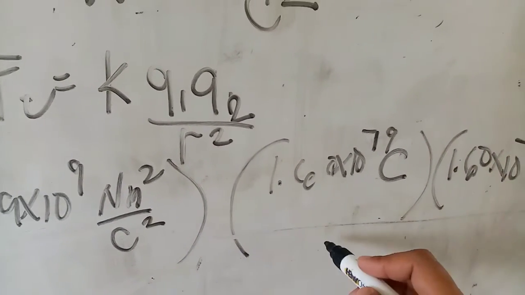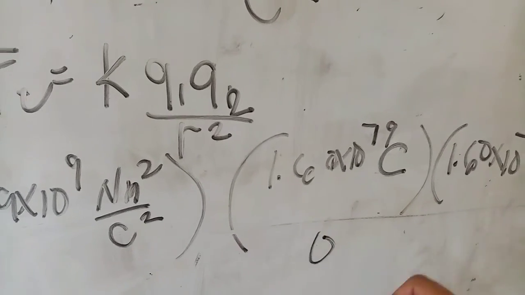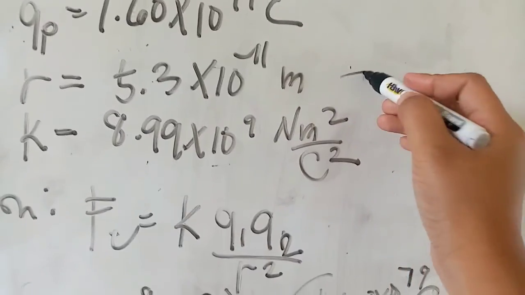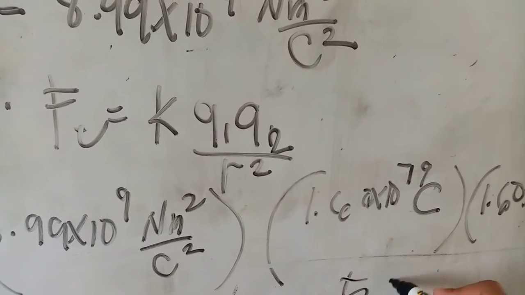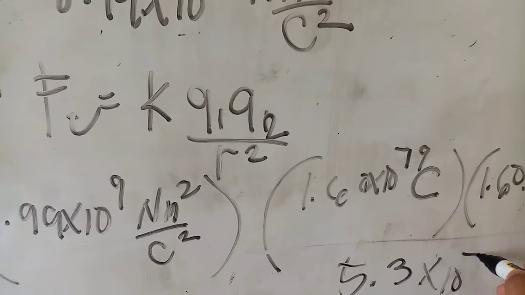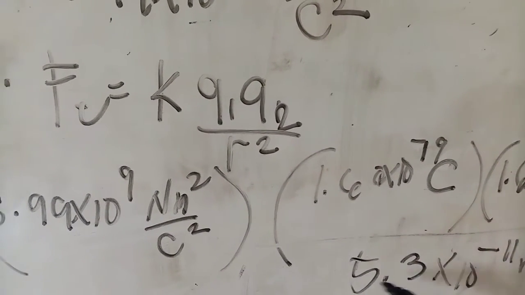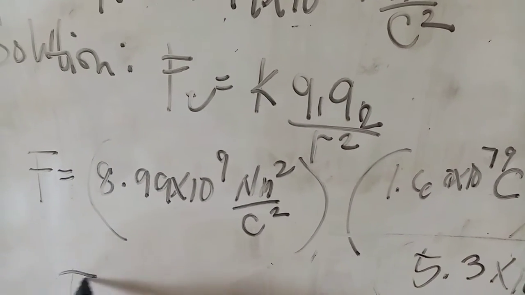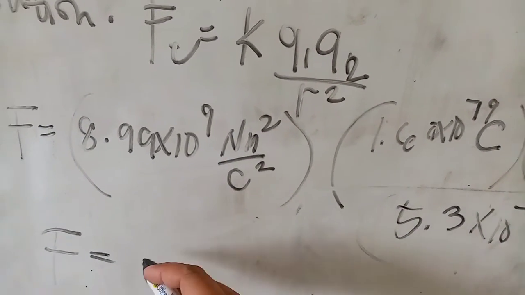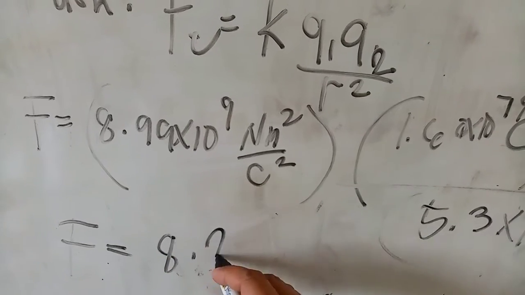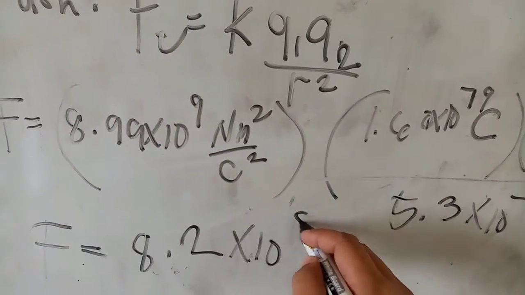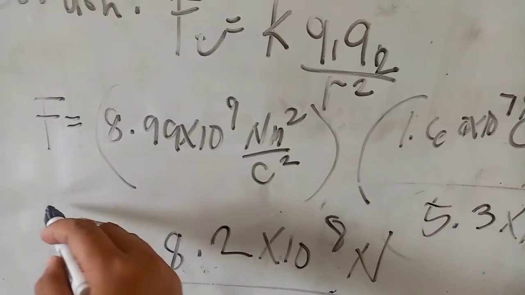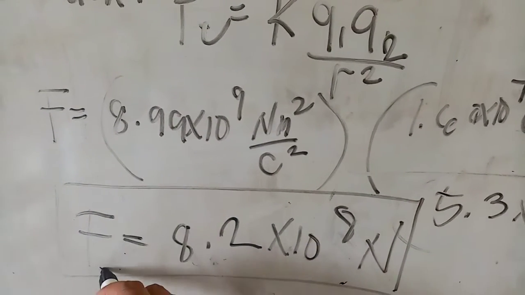over the separation between them, which is 5.3 times 10 to the negative 19 meters, quantity squared. So if you manipulate that using a calculator, you will get that force is equal to 8.2 times 10 to the power of 8 newton. And this is the final force.